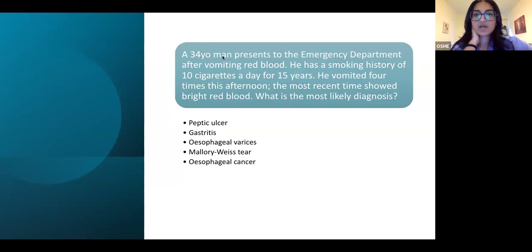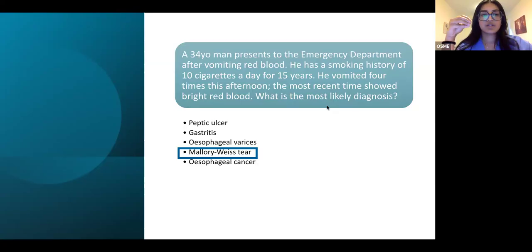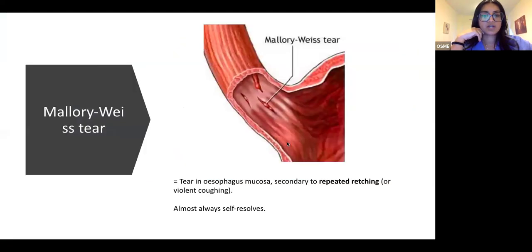Okay, so a 34-year-old man, quite young, vomiting red blood. So immediately thinking hematemesis and going down the differentials of where the bleed might be. They have a smoking history for quite a long time. They've vomited a lot this afternoon. And this makes me think the most likely diagnosis is a Mallory-Weiss tear. That's because they have an acute history of vomiting quite a lot, and that increase in the pressure in the esophagus can lead to a tear, and that tear is known as a Mallory-Weiss tear.